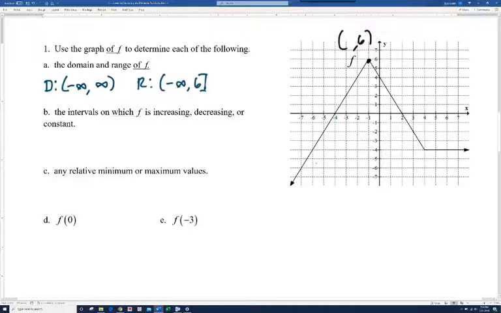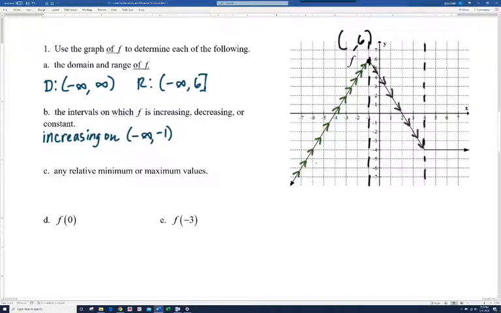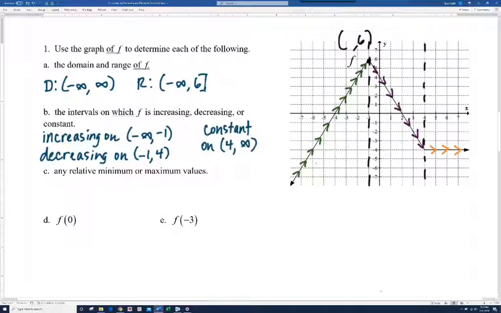Okay, so now we're going to talk about where we're increasing, decreasing, or constant, and that's what we were just doing. So you can see we're increasing from -infinity until x equals -1. And then we're going to be decreasing when x goes from -1 until we get to 4. And then finally we're going to be constant from here forward when x goes from 4 to infinity. All right.